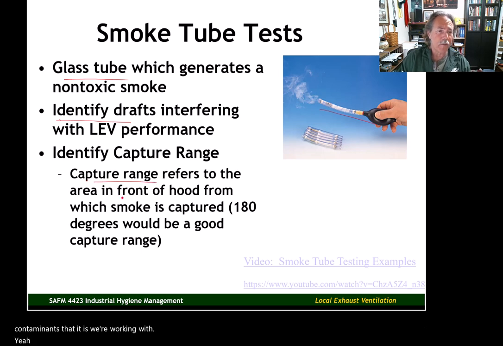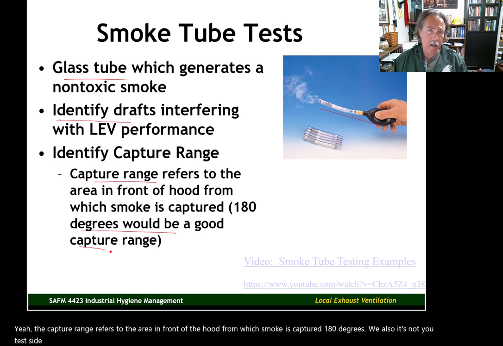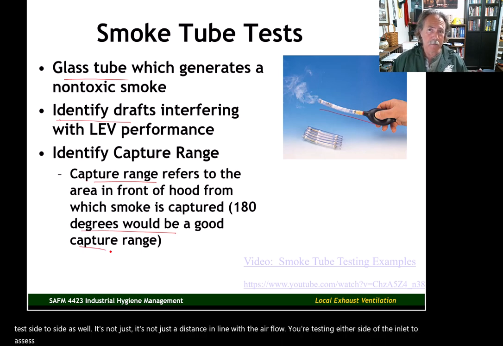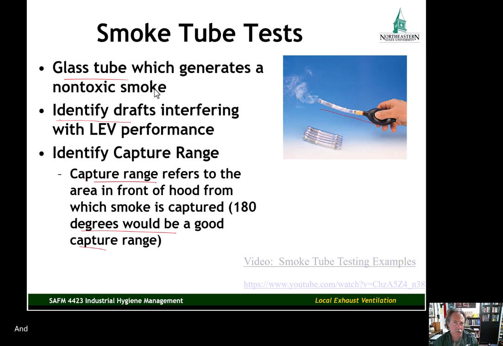The capture range refers to the area in front of the hood from which smoke is captured. We also test side to side, 180 degrees. It's not just a distance in line with the airflow. You're testing either side of the inlet to assess the system's ability to capture material up to 180 degrees of capture range. And here's a short little video to show you how the smoke tube device could be used to assess the effectiveness of your local exhaust ventilation system.